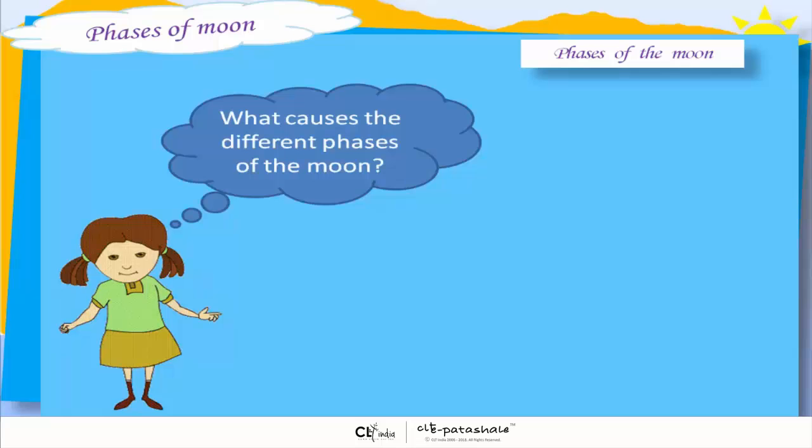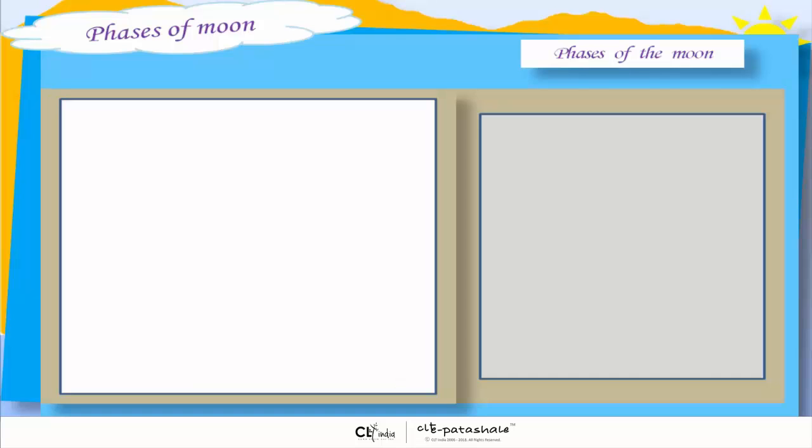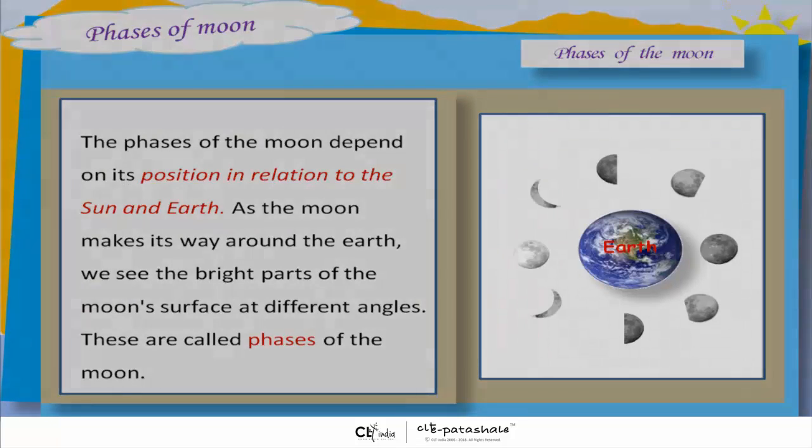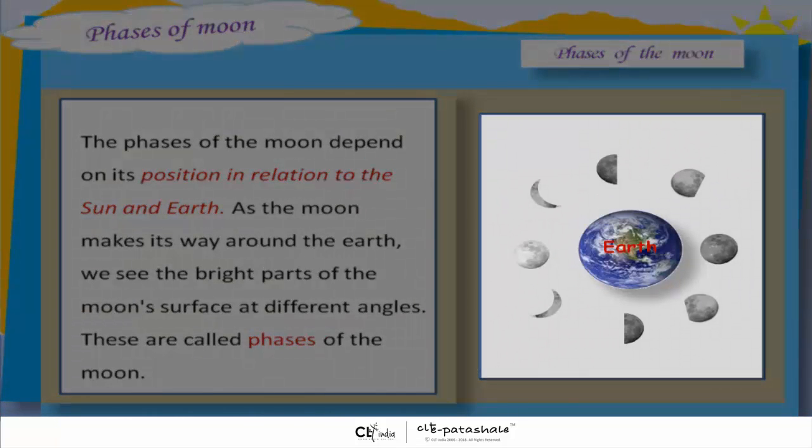What causes the different phases of the moon? Well, the phases of the moon depend on its position in relation to the sun and earth. As the moon makes its way round the earth, we see the bright parts of the moon's surface at different angles. These are called phases of the moon. Now on the right hand side, you can see the visibility of the moon in different shapes. So these are also called the phases of the moon.